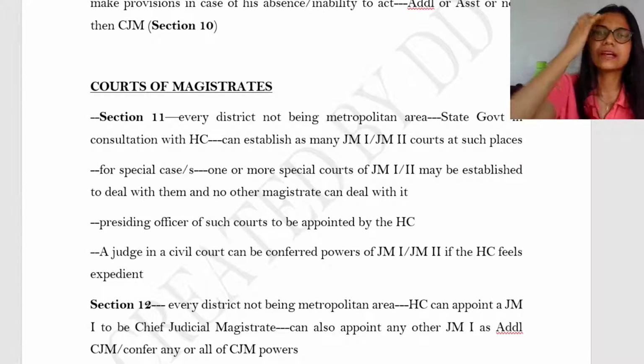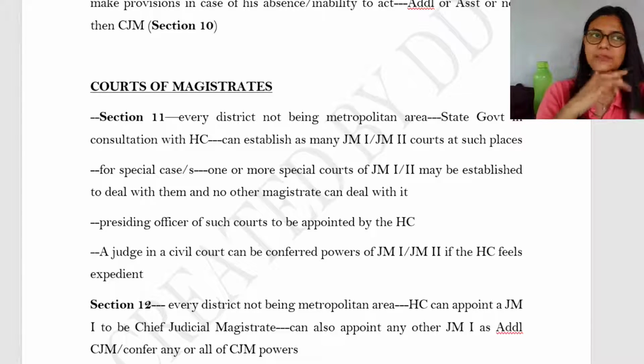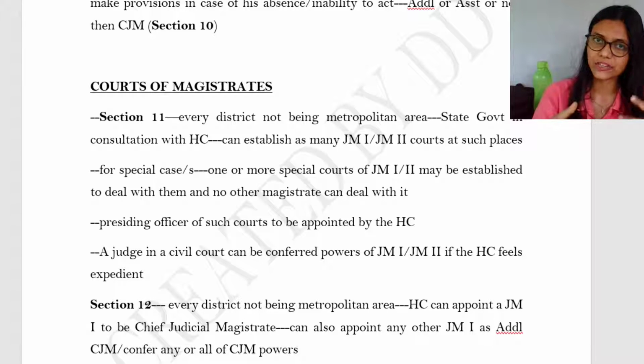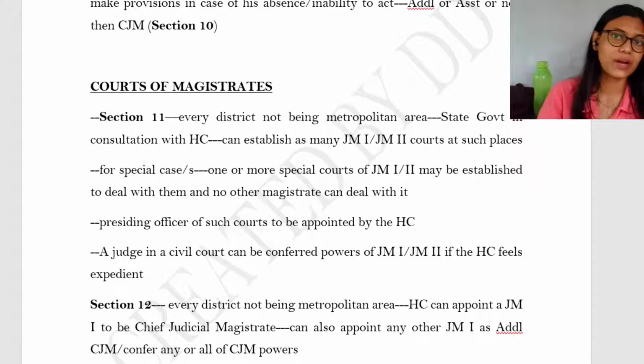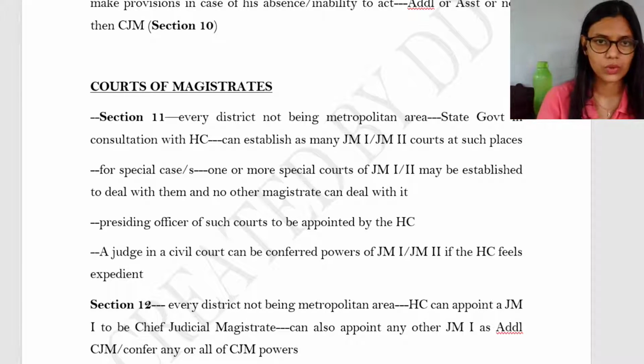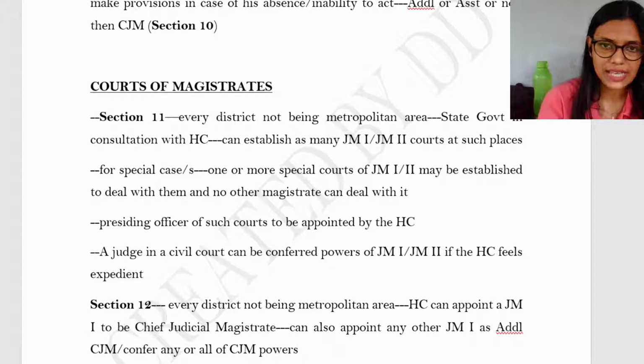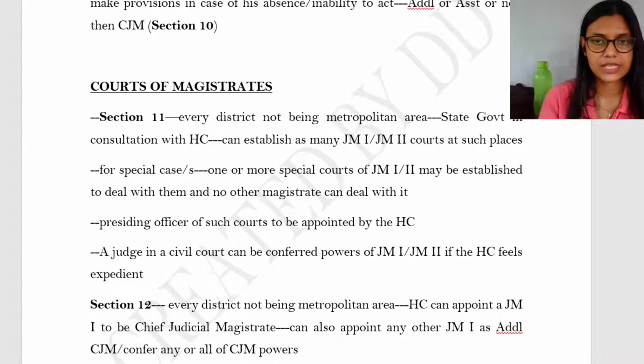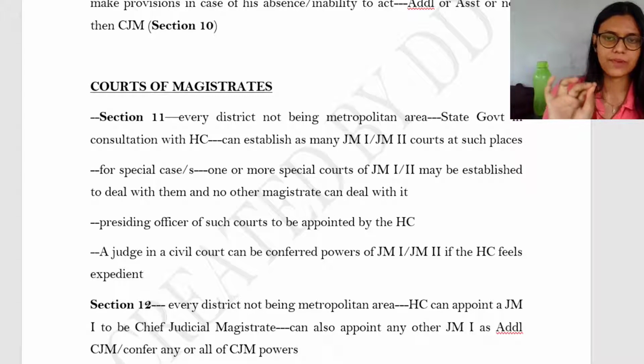Now let's see the courts of a magistrate. We remember in section 6 we had seen the High Court, after that we had the sessions court coming, and then we saw the magistrates courts, the judicial magistrates class 1 and judicial magistrates class 2. Now section 11 is saying that in every district which is not a metropolitan area. What a metropolitan area is and all of that we'll deal with a little later, just be patient for that.